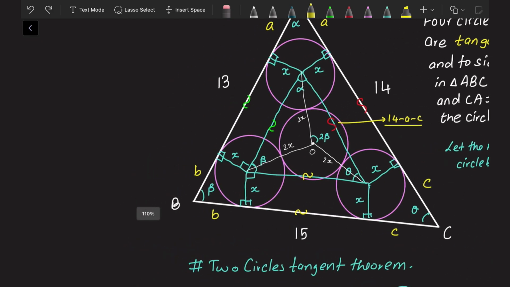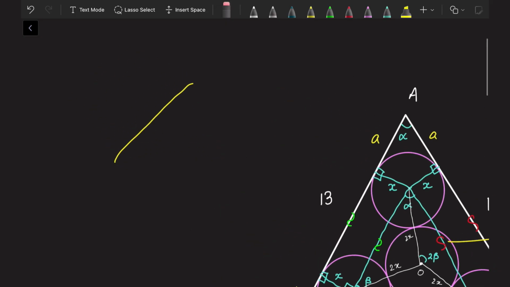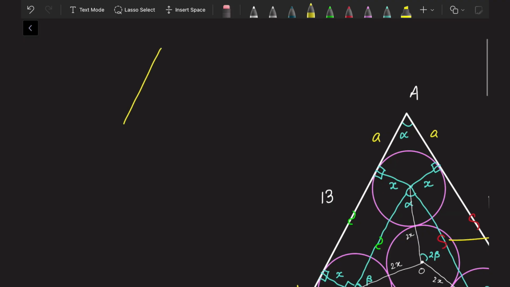Now coming back to our main diagram, we can see that I have these vertex angles as alpha, beta and theta, and also the triangle sides are completed. Let me just draw this again. So I have this very nice thing that the top angle is alpha, this angle is equal to beta, and this angle I have taken as theta, and also I have these sides 13, 14 and 15.